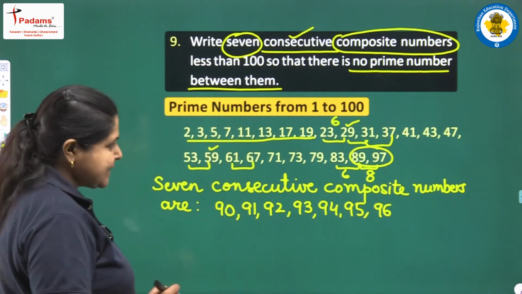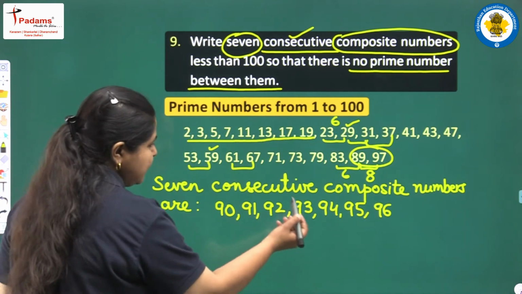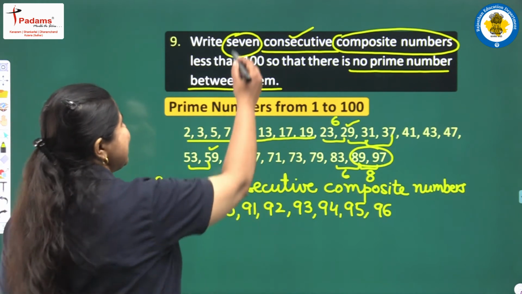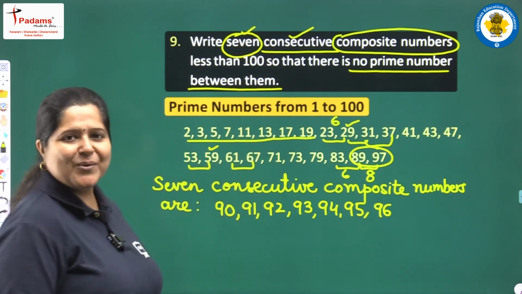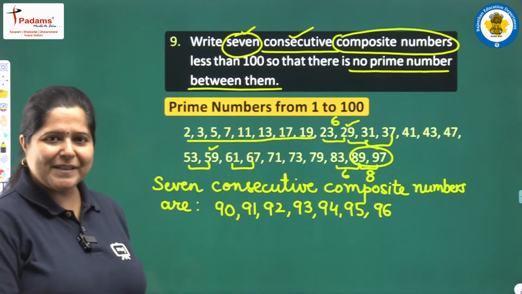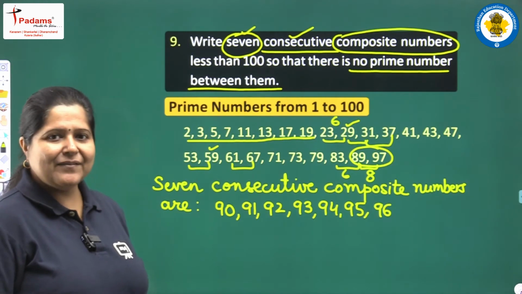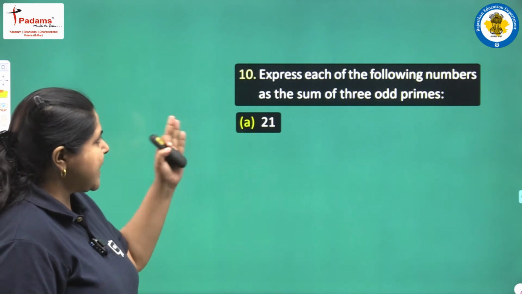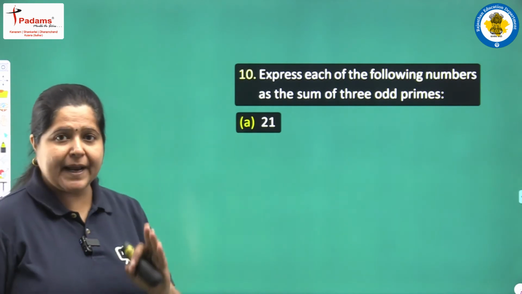Now let us count these numbers. 1, 2, 3, 4, 5, 6, 7. Yes, we are now getting 7 consecutive composite numbers. I hope it is very much clear to you. Then we have this question. Express each of the following numbers as the sum of 3 odd primes.